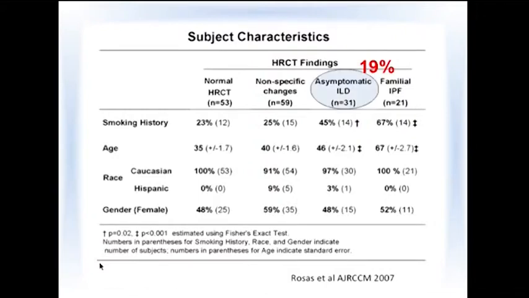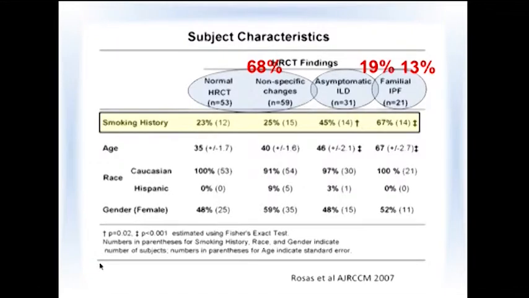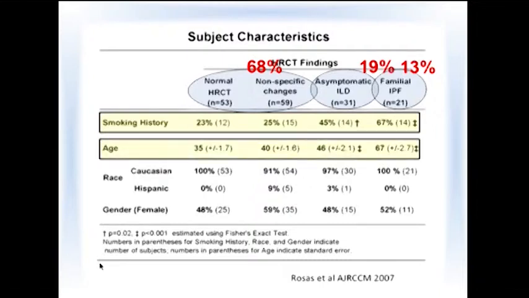So what we concluded from this study is that 20% of the individuals that we studied had asymptomatic interstitial lung abnormalities, and smoking was a very important risk factor for this phenotype. As you would expect, 70% or so of patients with familial disease had a history of ever smoking. 45% of individuals with asymptomatic interstitial lung disease had a history of smoking, which was significantly different from controls. And then the other thing that's probably not surprising is that age was a factor related to this.